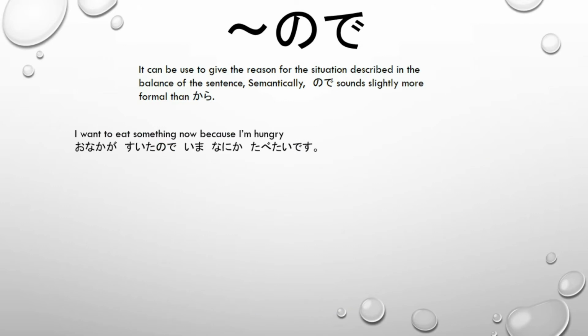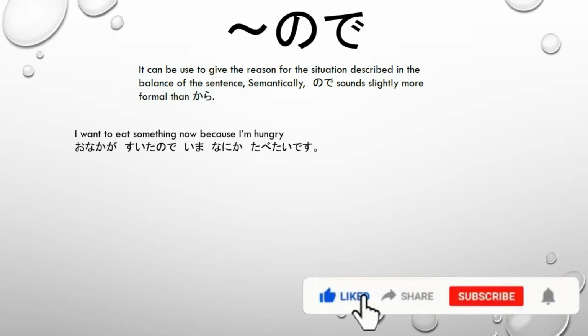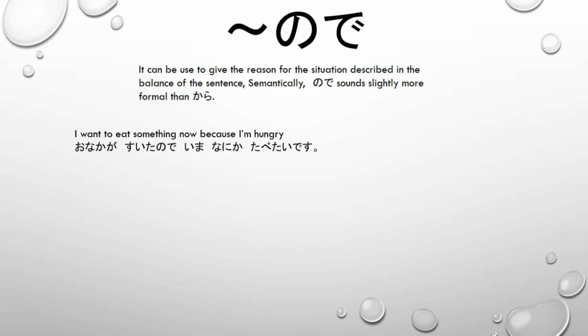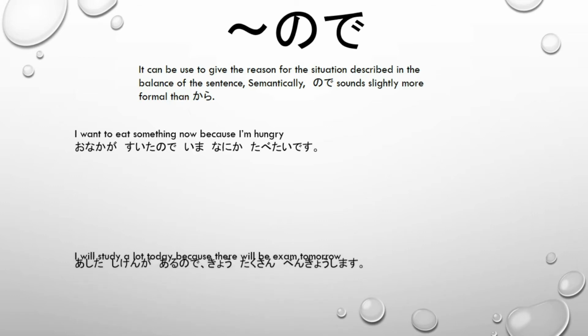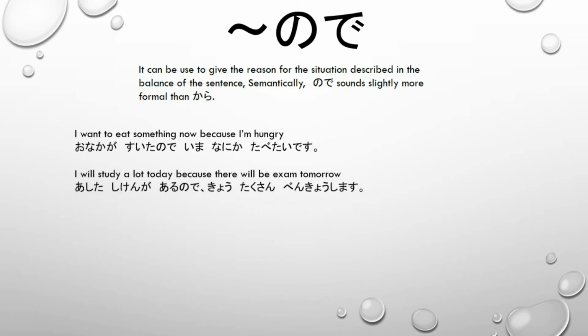So, I want to eat something now because I am hungry. So, onaka ga suita node, ima nanika tabetai desu. So, I want to eat something now because I'm hungry. Gusto kong kumain ng kahit ano ngayon dahil ako ay gutom. Ganon.